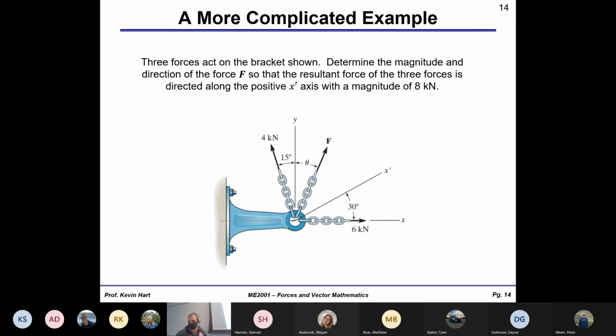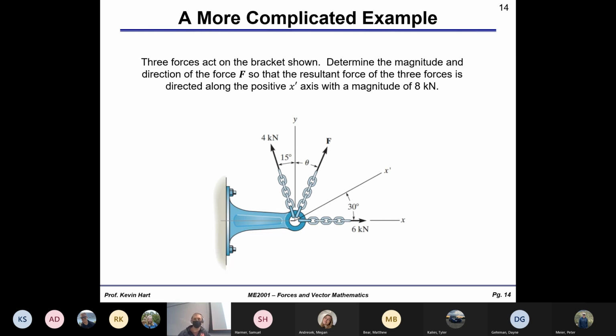So we have this more complicated example now, and this is reminiscent of the last problem on your homework. You have a homework problem that is very similar to this. You've got 3 forces acting on this bracket, which are shown. Here we have an interesting problem in that 2 of the 3 forces are known, the 4 kilonewton and 6 kilonewton, but we're asked what is the direction and magnitude of the force F, that unknown force in the middle, that would cause us to have a resultant force that is 8 kilonewtons along this x prime axis.